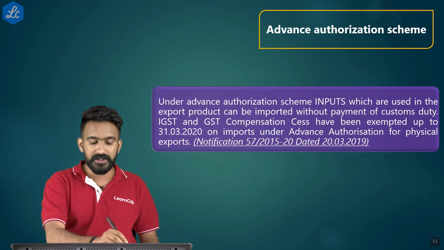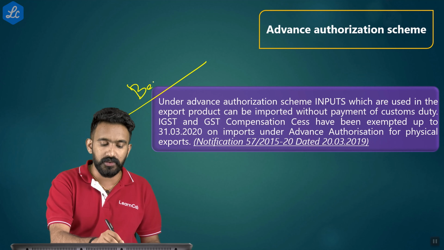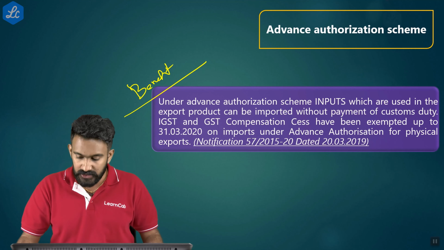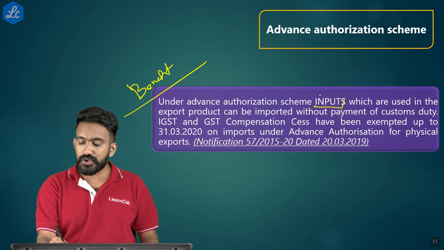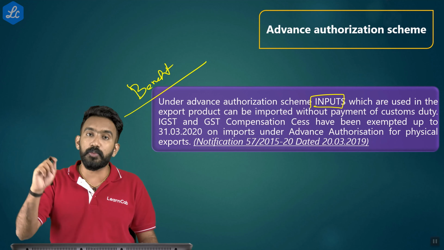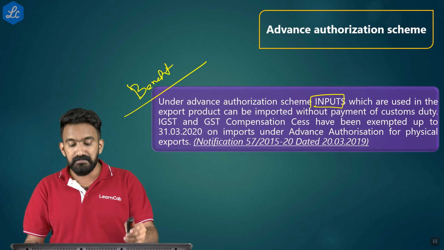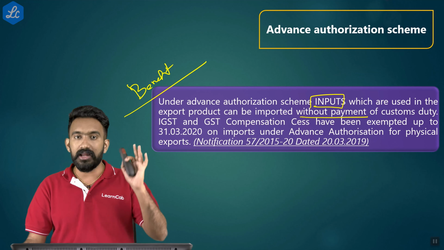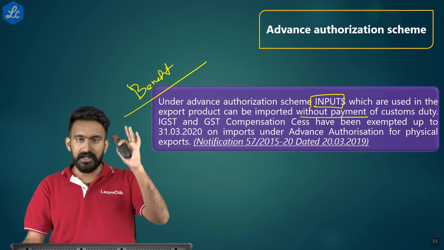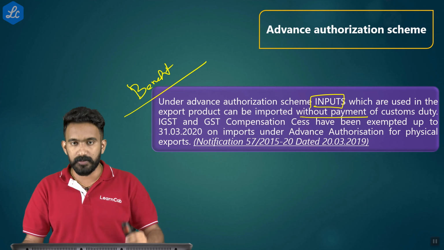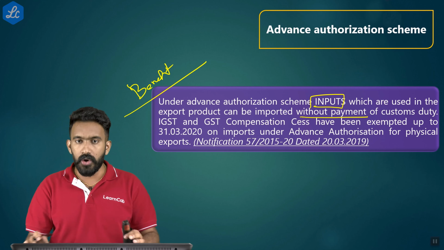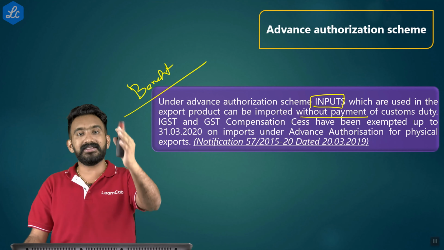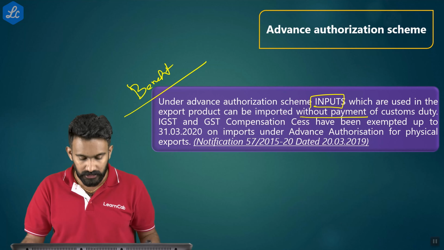Now let's look at each basic aspect of the advanced authorization scheme. First of all, what is the benefit? Under the advanced authorization scheme, inputs which are used in export production can be imported without payment of customs duty. So on your import of certain raw materials and inputs for your export product, there is no customs duty payable. You get an authorization, a license, to make an import without paying duty.